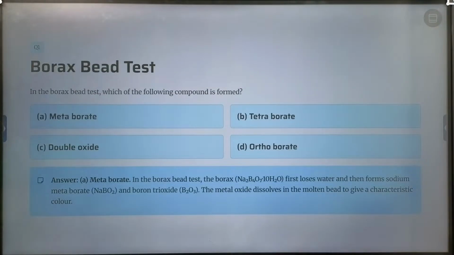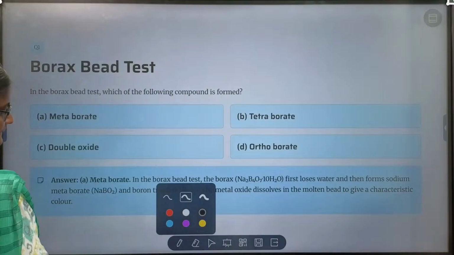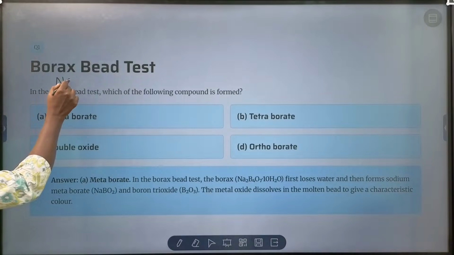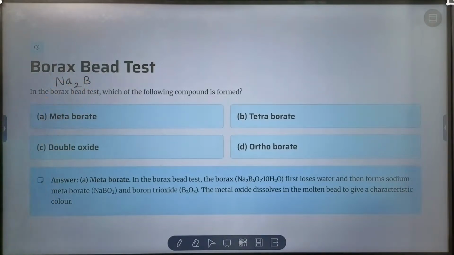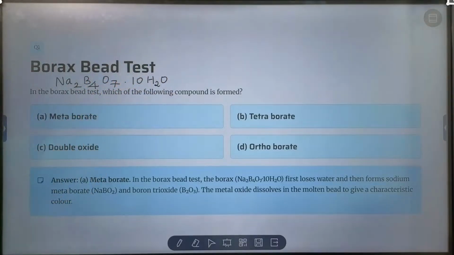In the borax bead test, which of the following compounds is formed? So I told you, right? It is actually metaborate. So what is the reaction? I told you. So sodium borate is actually Na2B4O7·10H2O. So this is said to be borax.